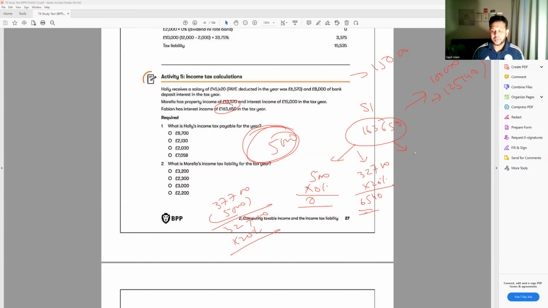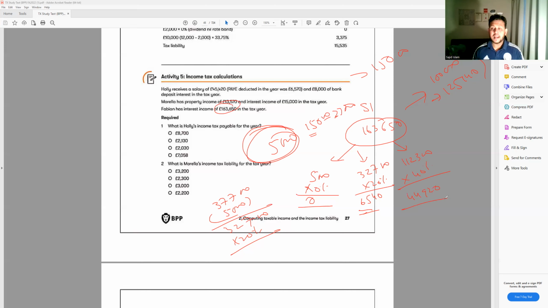So it's fixed anyway. So for the next 112,300, the way we get the difference between the basic and the higher. Our higher band is 150 and the basic is 37,700, isn't it? The difference here is 112,300. And this one we pay 40% rate. So 112,300 at 40% will give us 44,920.